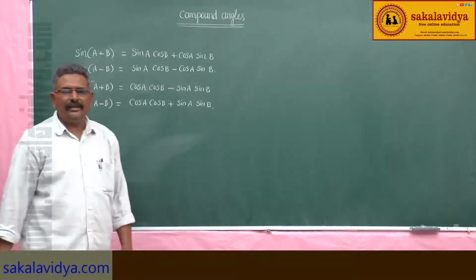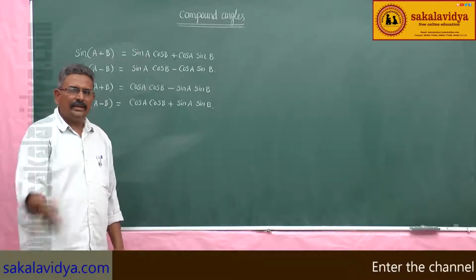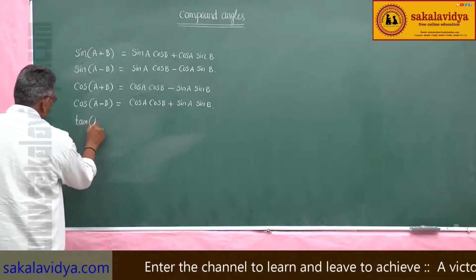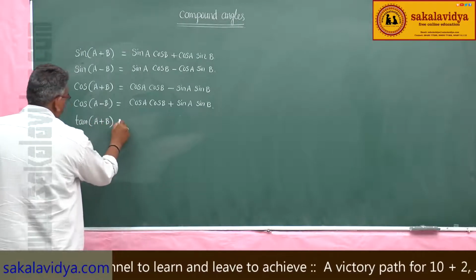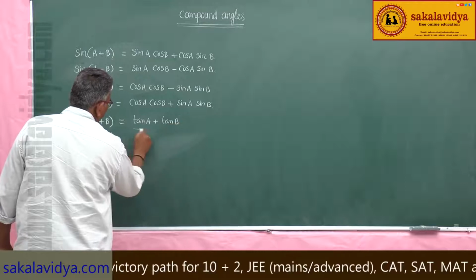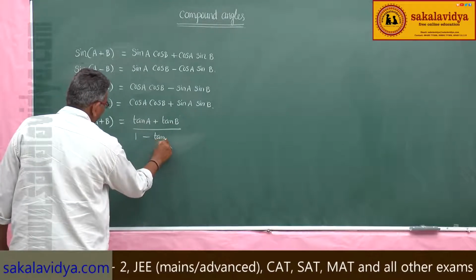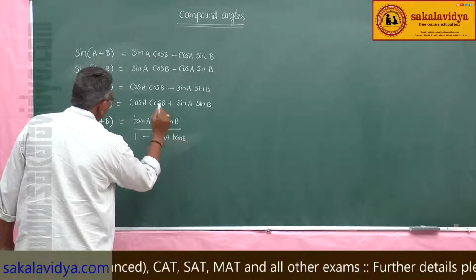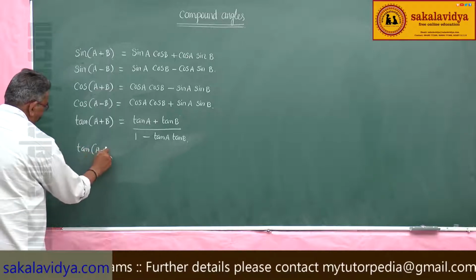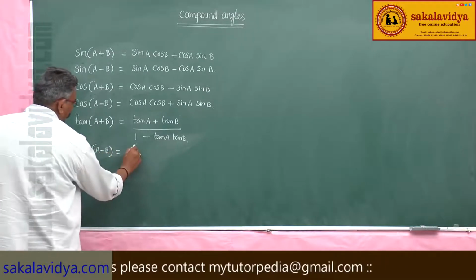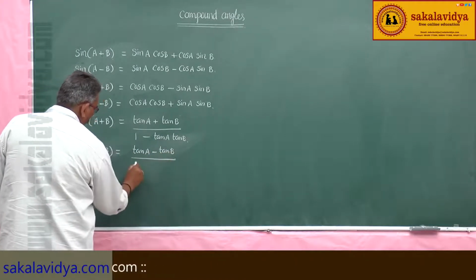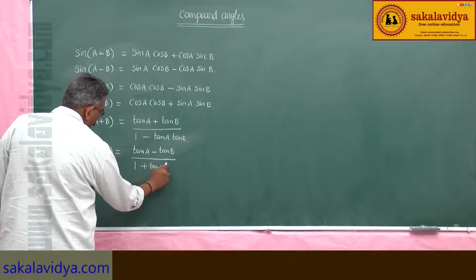Similarly, can we define tan of A plus B? Yes, we can define tan of A plus B also. Tan of A plus B equals tan A plus tan B by 1 minus tan A tan B. So, now tan of A minus B. Tan of A minus B is equal to tan A minus tan B by 1 plus tan A tan B.